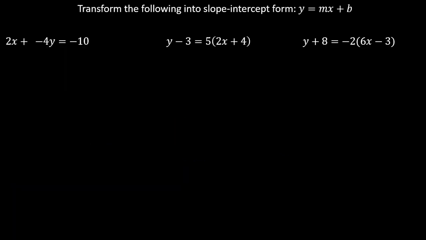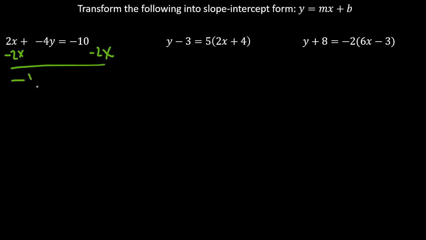So for these, we want to get y by itself. We want to turn these into slope-intercept form. So we've got to move the 2x to the other side. Now we're not going to divide because we're not splitting the number from the letter. We're going to move the whole thing over. So the opposite, or the inverse, of a positive 2x is a negative 2x, so we're going to subtract 2x on both sides.